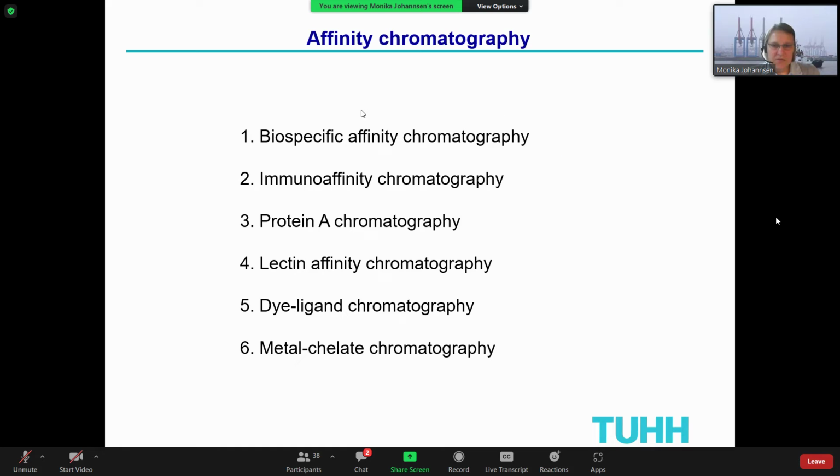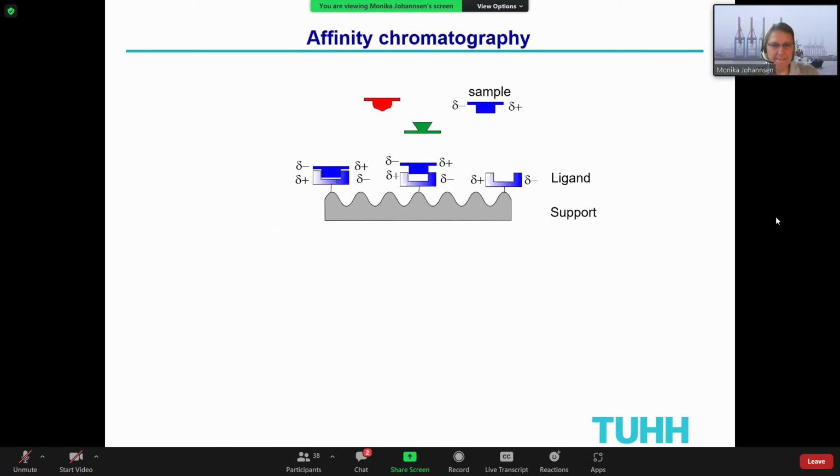Yeah, so I already mentioned most of them. So there are several different affinity chromatographic methods available. Yeah, so this is a scheme for it.